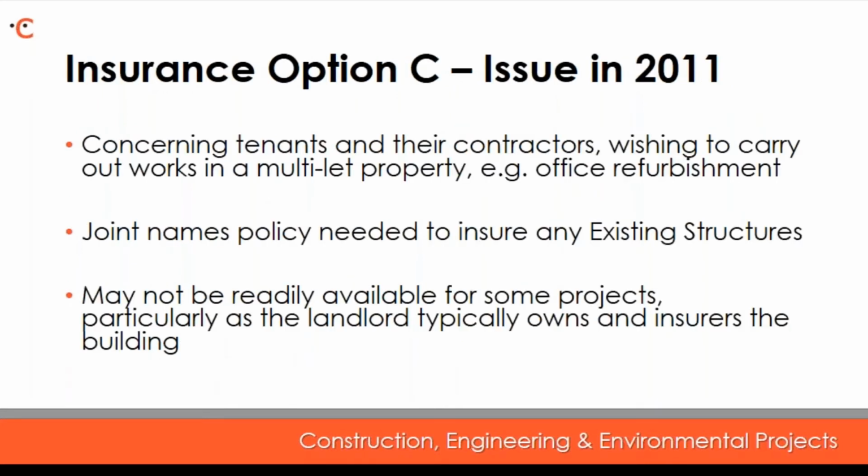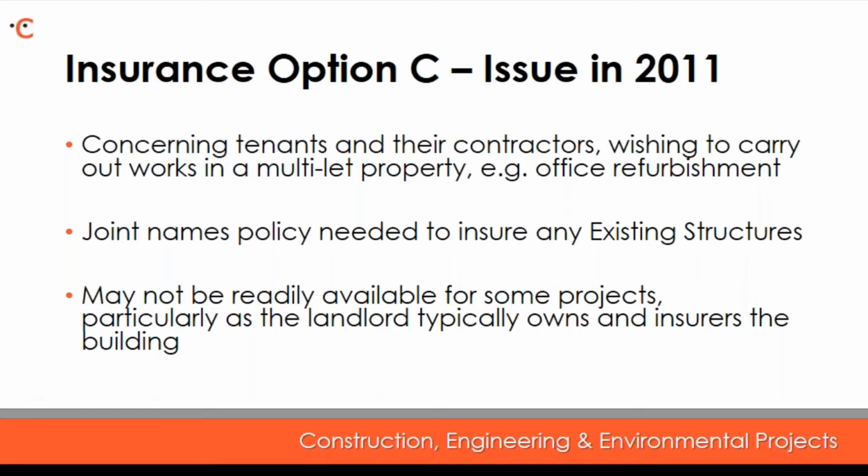This insurance option concerns tenants and their contractors who wish to carry out works in a multi-let property. Usually that would be something like office refurb works. And in the 2011 edition, the requirement was that a joint names policy would be needed to ensure any existing structures. That would obviously be joint names of the employer and the relevant contractor. But a policy of that nature would not always be readily available for certain projects, particularly as the landlord typically owns and insures the building.